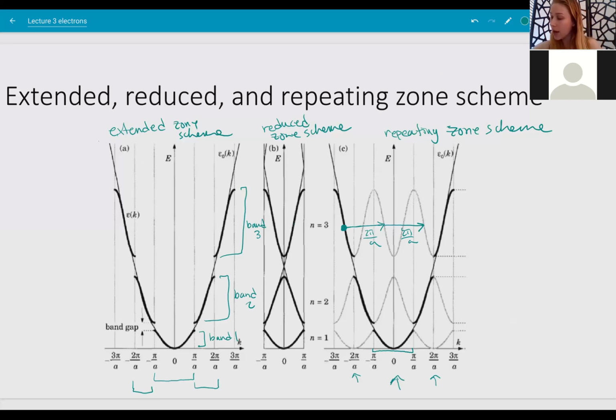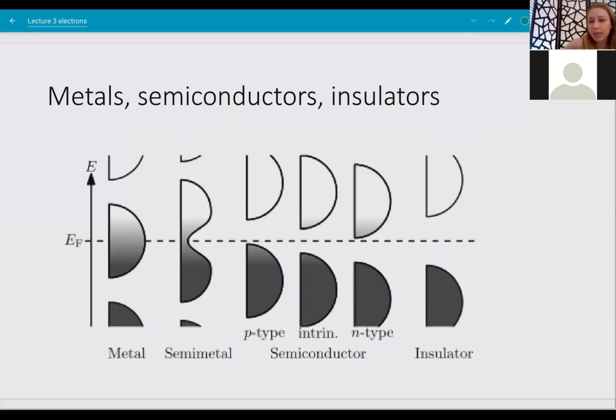Okay, so at this point, I want to discuss a little bit some of the distinctions between metals, semiconductors, and insulators. I'll also say a couple of words about semi-metals as well at this point. So let me begin, I guess, with insulators and semiconductors. Insulators and semiconductors are defined by having the Fermi energy, if you are at zero temperature, or the chemical potential if you're at finite temperature, inside the band gap.